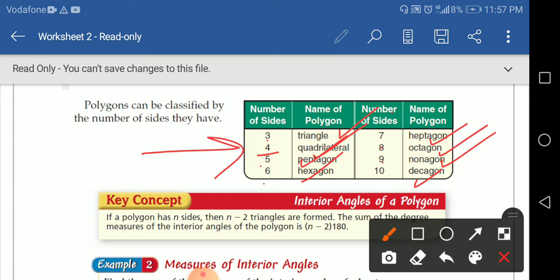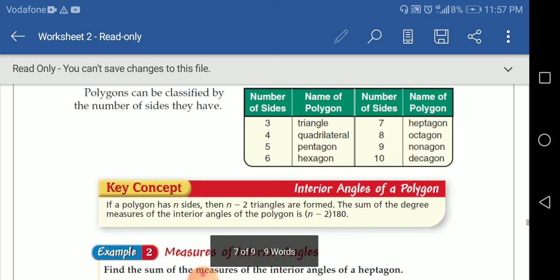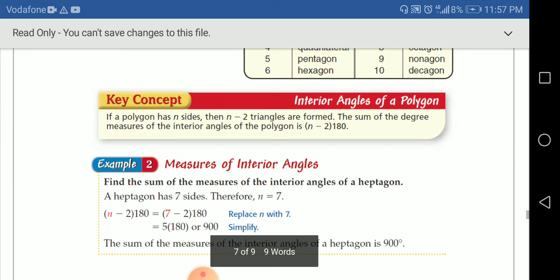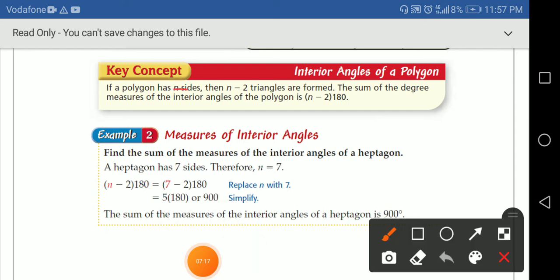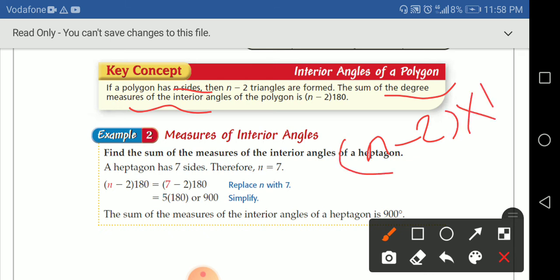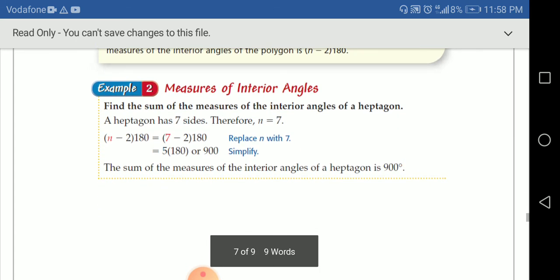10, decagon. Why? Because we're going to ask you what the exterior angle or interior angle of a triangle, quadrilateral, and whatever is. So let's have some concepts to make sure we understood this. If a polygon has n sides, number of sides, then n minus 2 triangles are formed. The sum of the degree measures of the interior angles, as I told you, is n minus 2, all multiplied by 180.